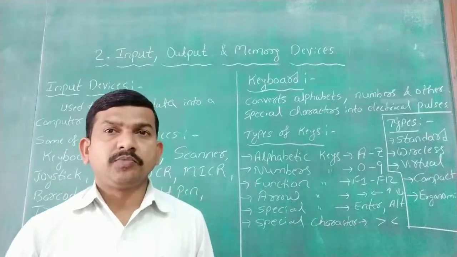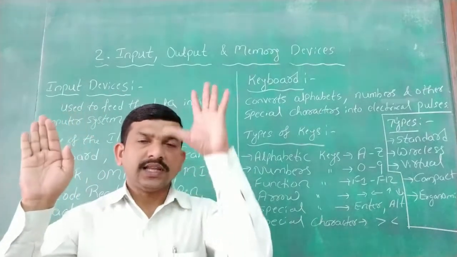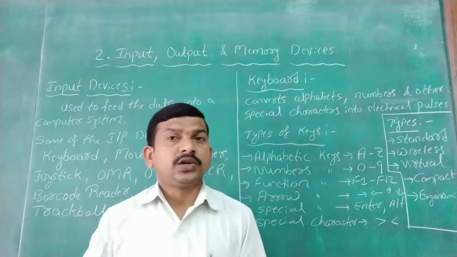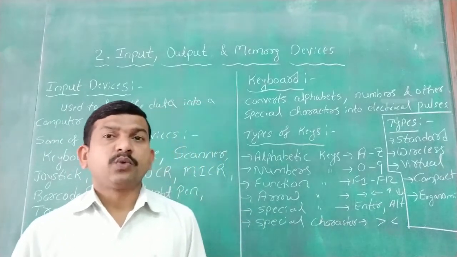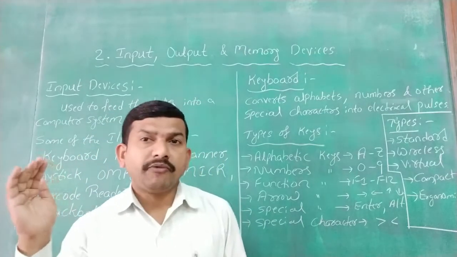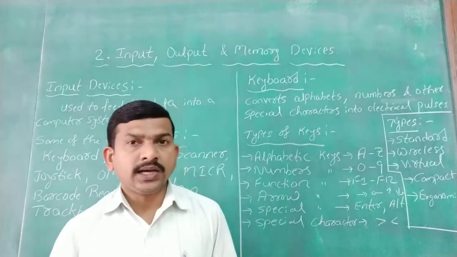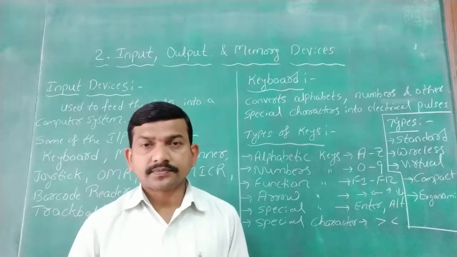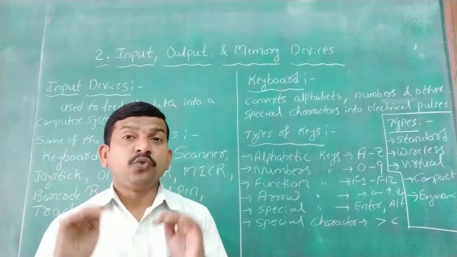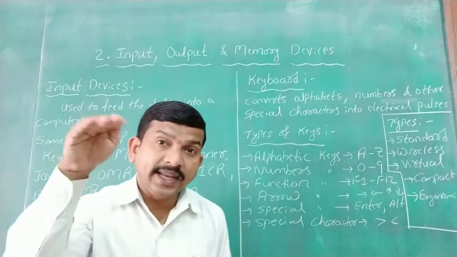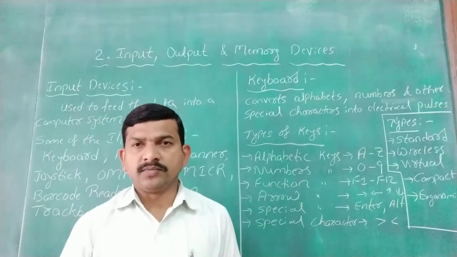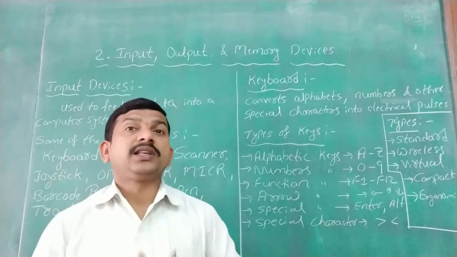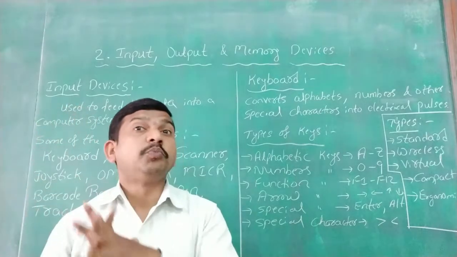In the block diagram of computer I told input unit, then CPU, then output unit, and memory unit or storage unit. What purpose are we using the input unit for? To feed any data. If you want to enter or insert any data into the computer system, you require some input devices. Those all come under the input unit.